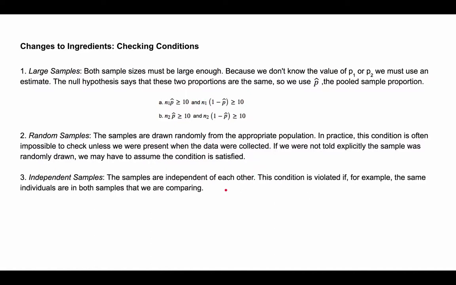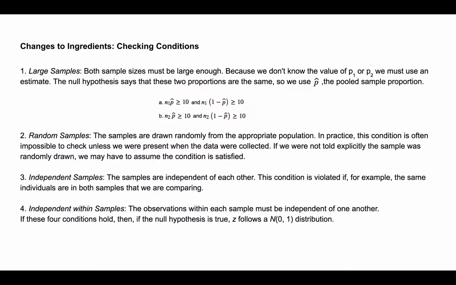Now, independent samples: the samples have to be independent of each other. What does that mean? Well, as an example, this condition is violated if the same individuals are in both samples that we're comparing. So you don't want to have the same people in both groups because they're more likely to have the same opinion. Like if you think about the example that we are thinking about, if you have some people in 2002 who support stem cell research and some people in 2009 who support it, it is more likely that someone will just keep the same opinion. And so you want to have the groups be totally different.